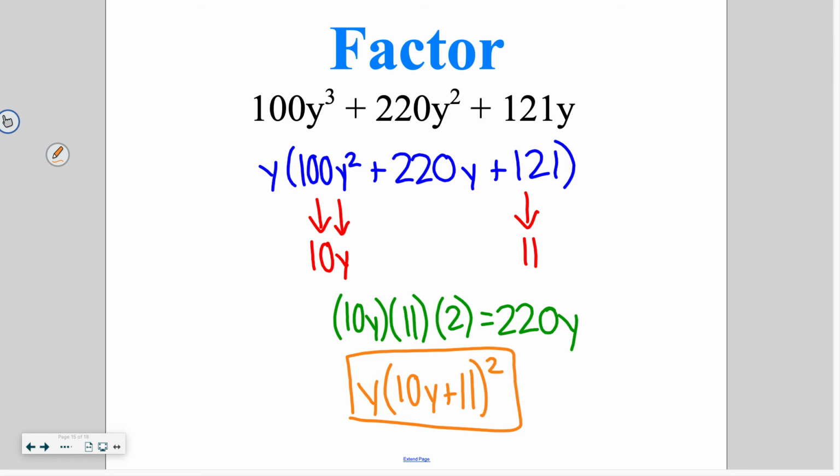In this case, the factor that we can pull out is just y. They can't all be divided by the same number. But once we pull out that y, then we end up with those perfect squares as the first and third term, and proceed down to get y, and then in parentheses, 10y plus 11, close that parentheses, squared.